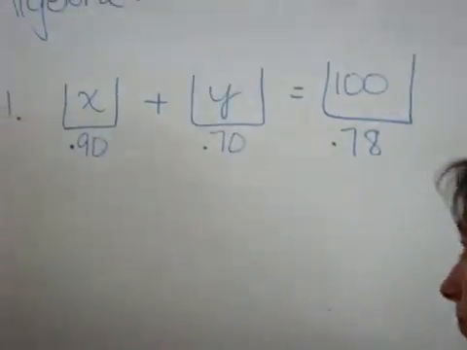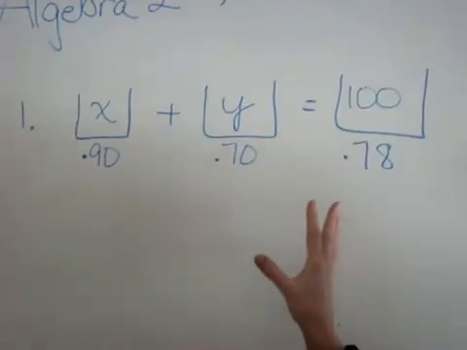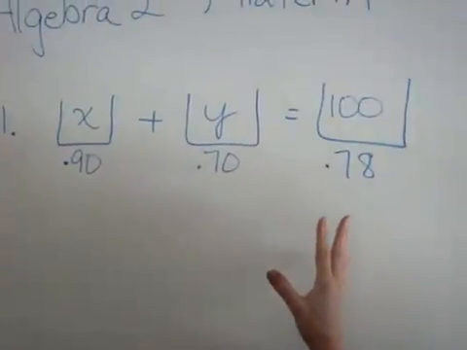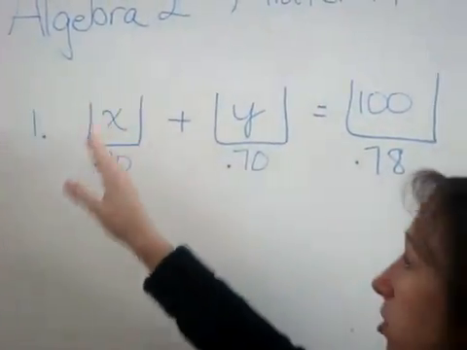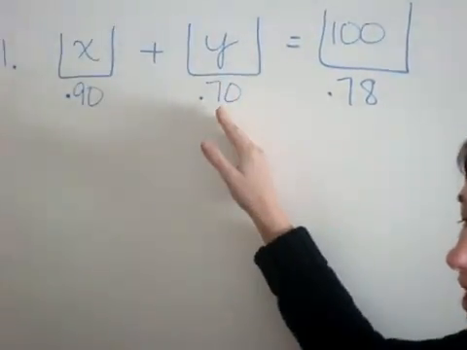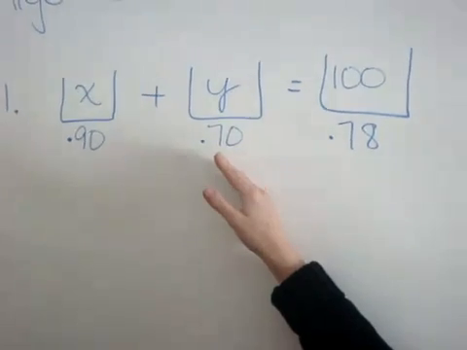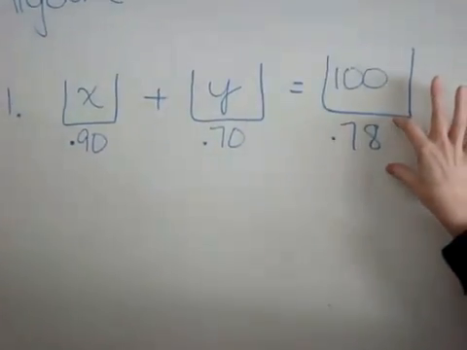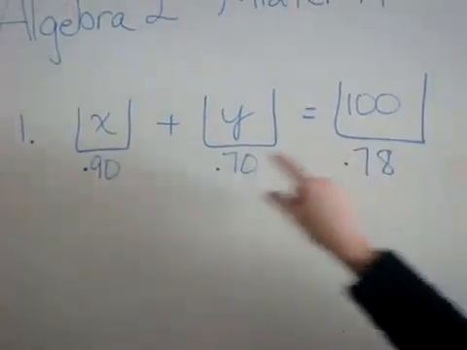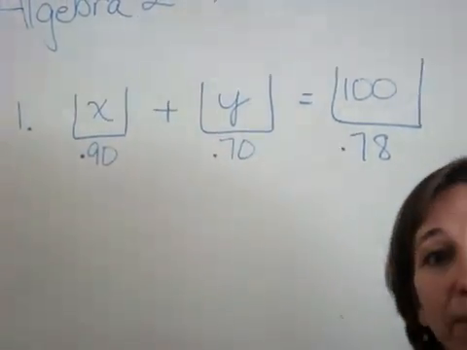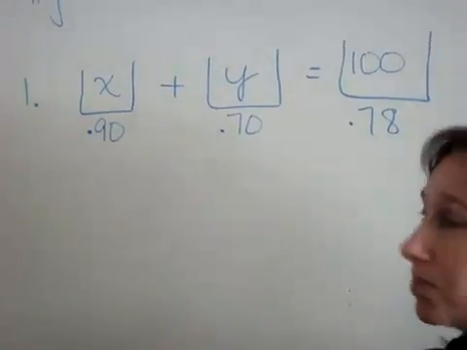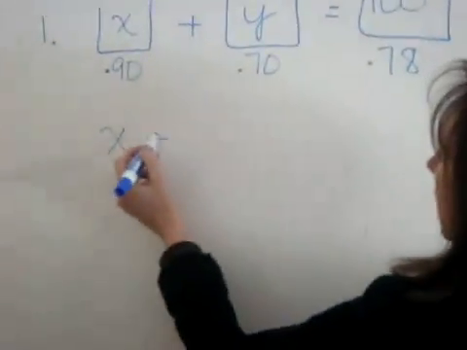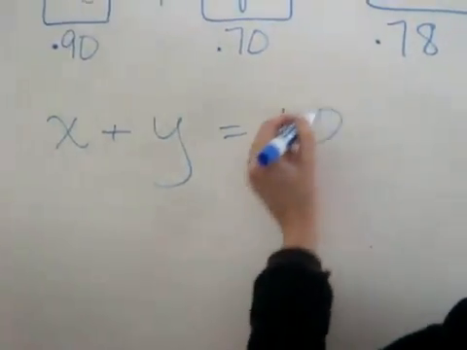I'm hoping, even though you've seen me do these over and over again, that maybe something will click and this will be the time that you get mixture problems. So it says one solution's 90%, another solution's 70%. How much of each should we use to get 100 liters of a solution that's 78%? Now you'll notice we have two variables, so how many equations do we need? We need two. The first equation is just this top line, x plus y equals 100.